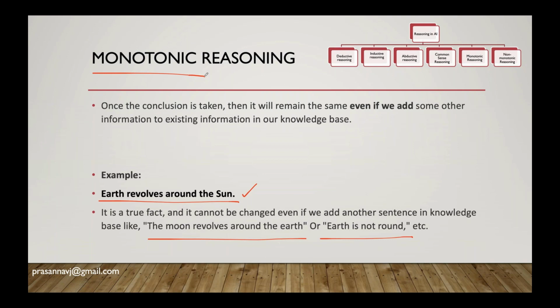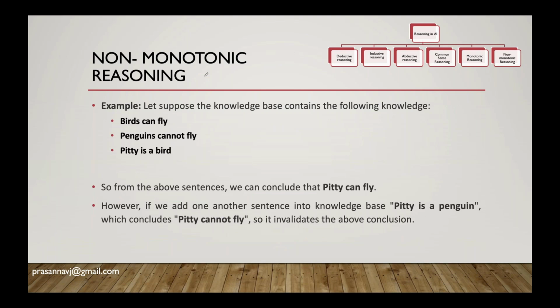And the opposite of that is non-monotonic reasoning. Let's look at an example where we have three facts. Based on these three facts, you come to a conclusion. But as new facts get added, you see that the whole premise goes for a toss. Let's see an example. In non-monotonic reasoning, the first knowledge is that birds can fly. A penguin cannot fly, which is also knowledge. And the third is, Pitty is a bird.